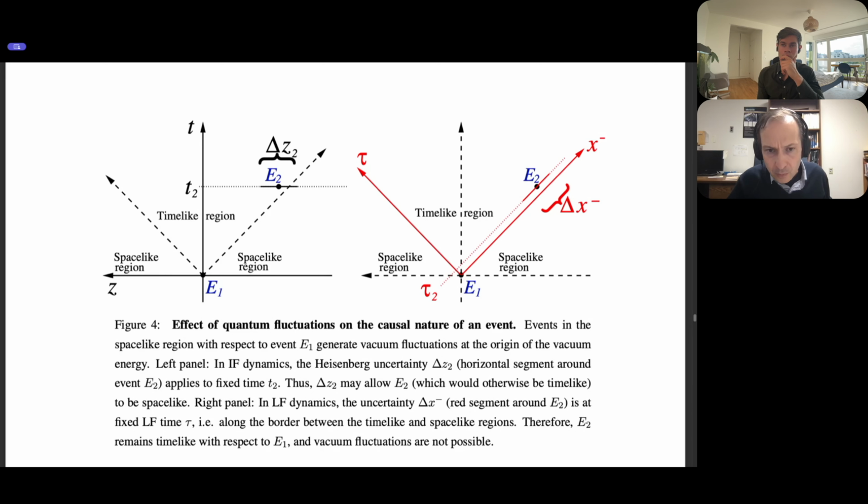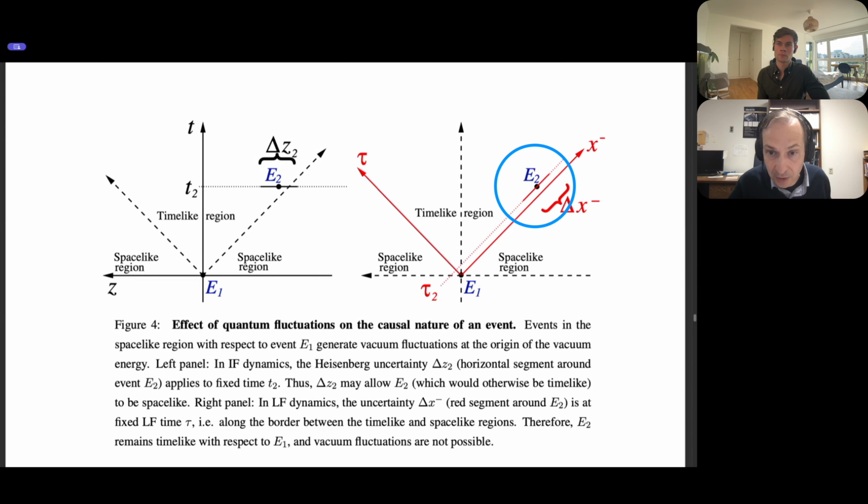Now, something that has been known for a long time is that if you consider light front time instead of Galilean time, then you don't have a complex vacuum. You have a classical vacuum, a vacuum without a quantum loop of virtual particles inside. And this graph gives you a very intuitive explanation for it.